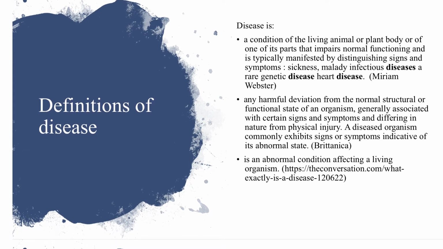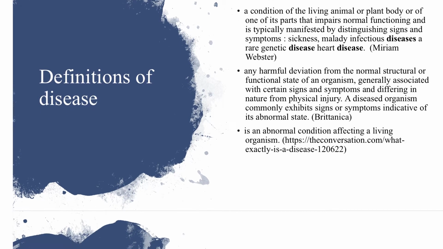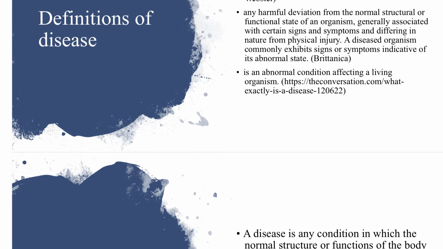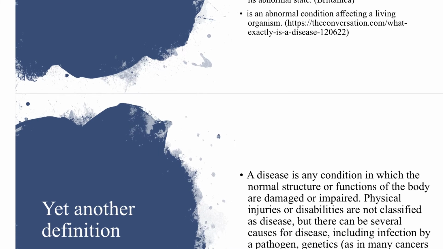The Britannica defines it as any harmful deviation from the normal structural or functional state of an organism, generally associated with certain signs and symptoms and differing in nature from physical injury. A diseased organism commonly exhibits signs or symptoms indicative of its abnormal state. The Conversation.com, what exactly is a disease, is an abnormal condition affecting a living organism. It's a little bit more generic.